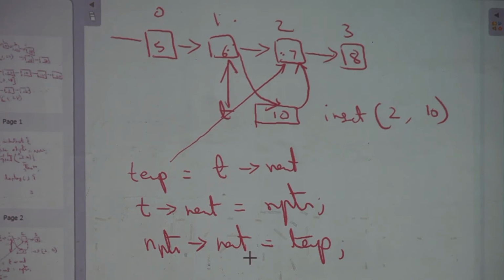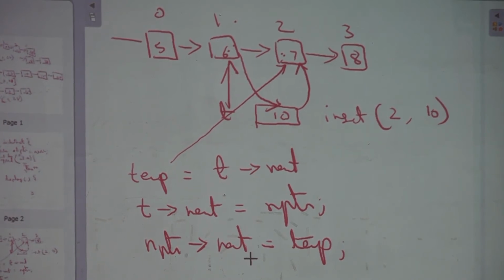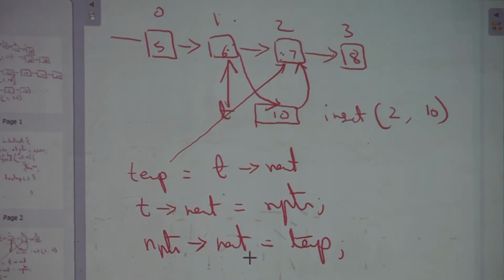If you see the figure and see this, you'll understand it in no time. Because what we are doing, we have positioned ourselves at that 1. We are at 1. We created a new node. Now, my next, I have to keep it somewhere. That is temp. Then, my next should become this new node. And that new node's next should become temp.